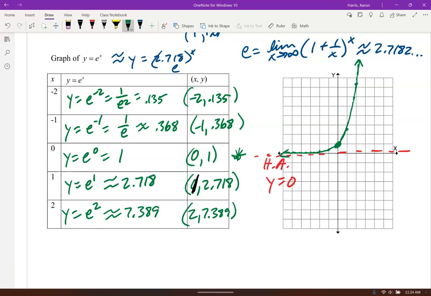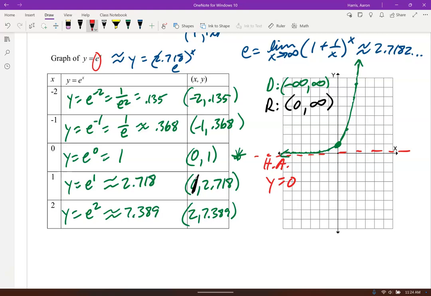And if you notice, the domain is still all reals, and the range is 0 to infinity. 0 up, right, would be our range. So the larger the number on the bottom, last time we had 2 to the x. This one I have 2.718 to the x. The larger the number is on the bottom, the steeper the graph is, right? So it's kind of like vertically stretching it out, right? It's a little steeper here.